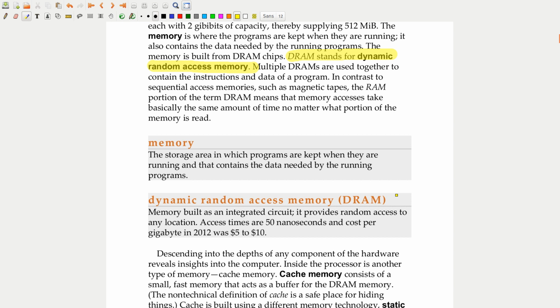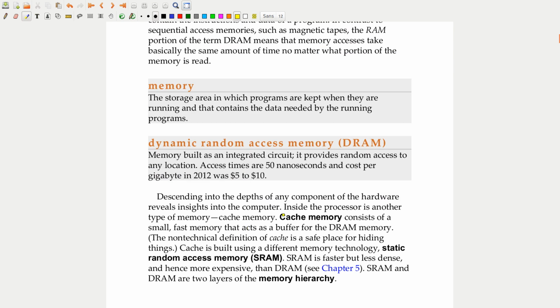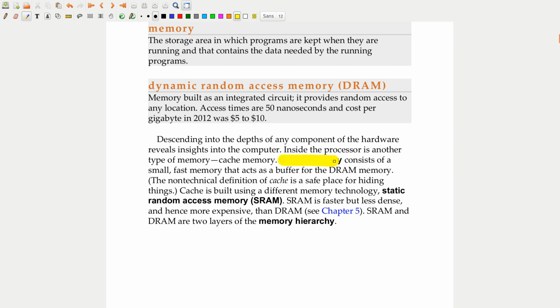Something like SRAM, which is what your faster memory is going to be made out of, uses something called cross-coupled inverters. And every inverter is, I think, 2 gates. And then there are also some capacitors in there. So you're already a minimum of 4x the size of DRAM. Okay. So access time is 15 nanoseconds. It's not bad. It's not great. And cost per gigabyte in 2012 was $5 to $10. So it's fairly cheap. That's what you need to understand. Then we have our caches.